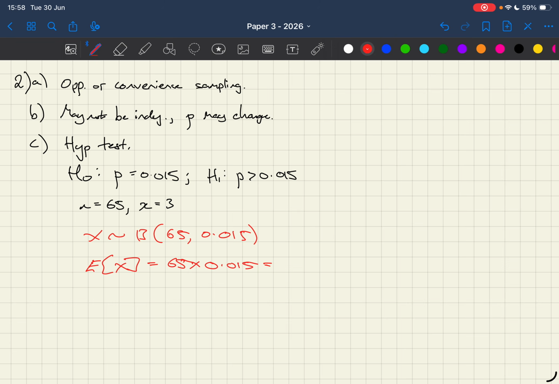What does that give us? We get an answer of 0.975. So we do need to be looking at the upper end: the probability that X is bigger than or equal to 3. Looking on the calculator, that gives us 0.0744. And we were told to use alpha, our significance level, which should be 0.05.